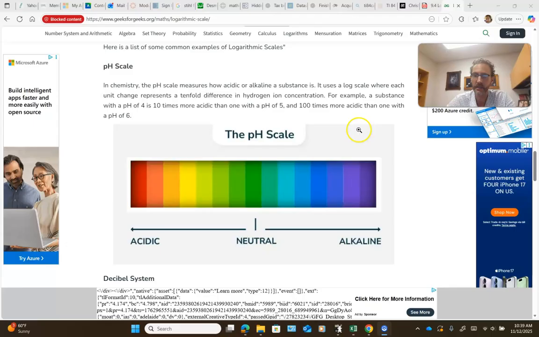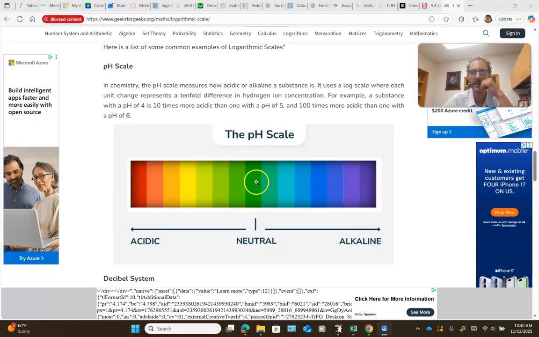The pH scale. In chemistry, the pH scale actually measures the number of hydrogen ions that are in solution. Something that has a pH of 0 is said to be neutral. That just means it has as many positive hydrogen ions as it has, I think they're called hydroxyl ions. Basically, it's like the water molecules split up, so you have a positive and a negative ion.